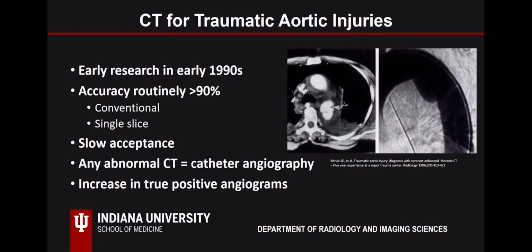Early research of aortic injuries with CT began in the early 1990s, and even then, using older technology with conventional and single-slice CT, accuracy routinely exceeded 90%. This was slow to gain acceptance within the surgical field due to the severe nature of this injury. So at that time, any abnormal CT would undergo confirmation with catheter angiography, and understandably, this would increase the rate of true positive angiograms.